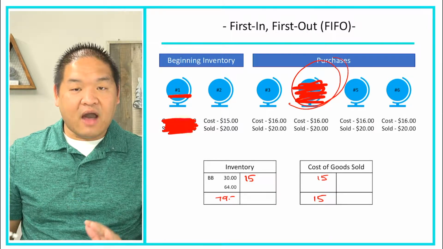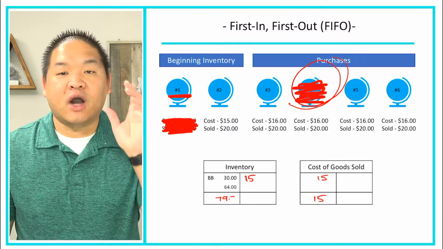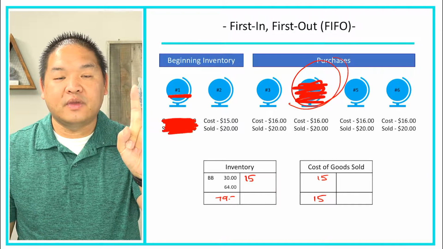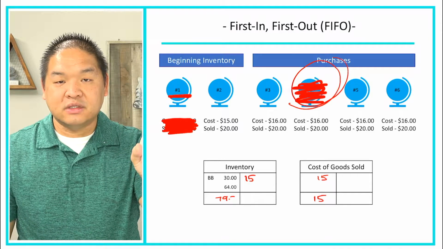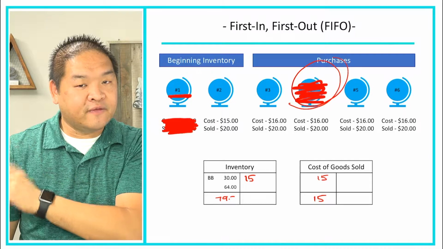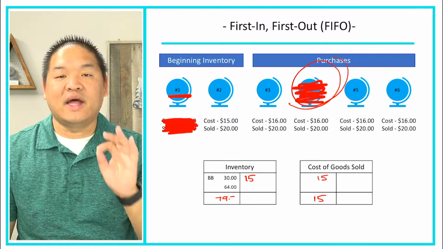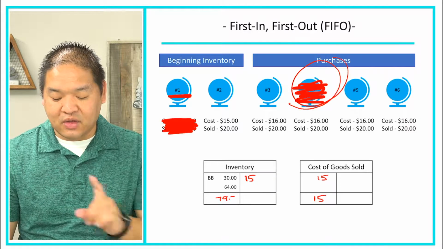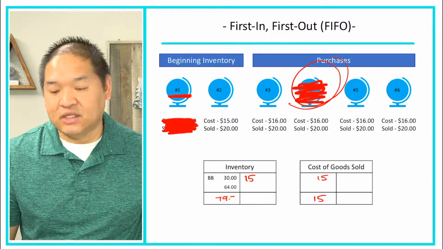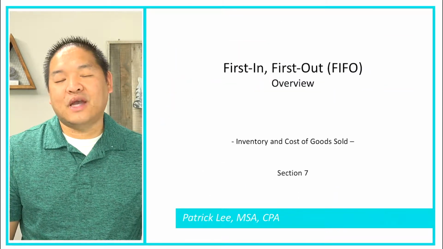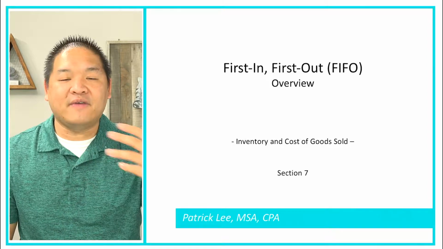So that is how FIFO works. The first cost of the first in, okay, or the earliest, is the one that goes out first. And then we work our way towards the latest one that just came in. All right. So $15 gets moved, not $16. So hope you kind of understand the overview of FIFO and how FIFO works.